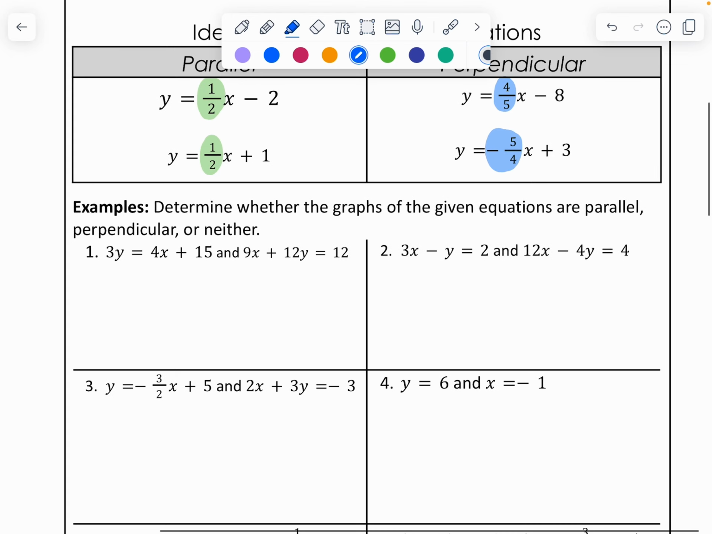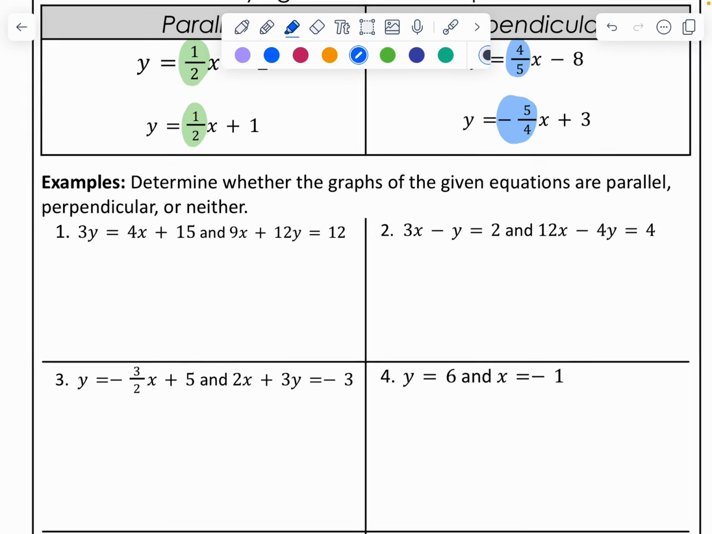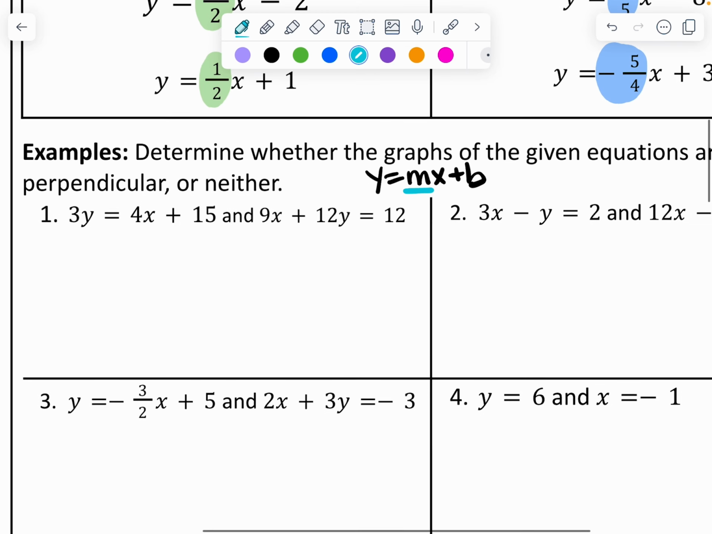So first we're going to determine whether these equations have parallel lines or perpendicular lines or neither. We need to have the equations in slope-intercept form to determine that, because we need to know what the slope is. So we are going to change these equations into slope-intercept form. Remember, we want it to look like y equals mx plus b. M is what we're looking for. That is what we want to know. What is m? So in number 1, 3y equals 4x plus 15, and 9x plus 12y equals 12.